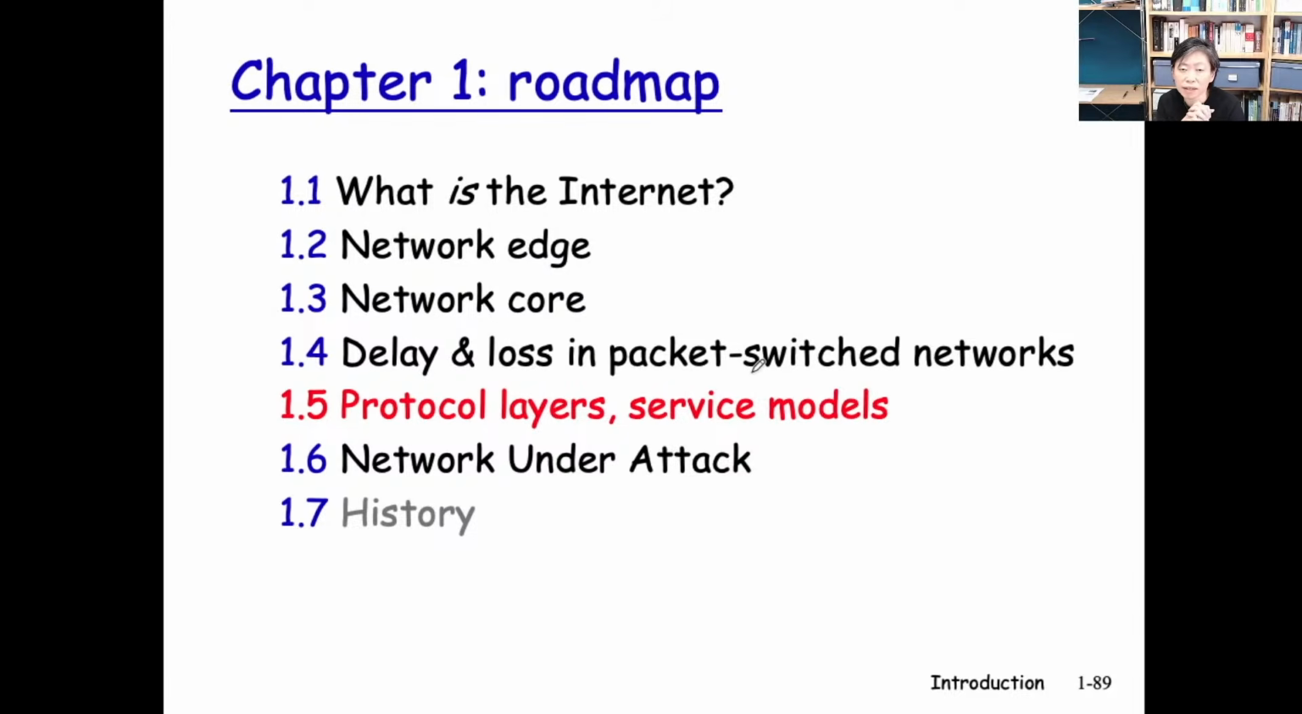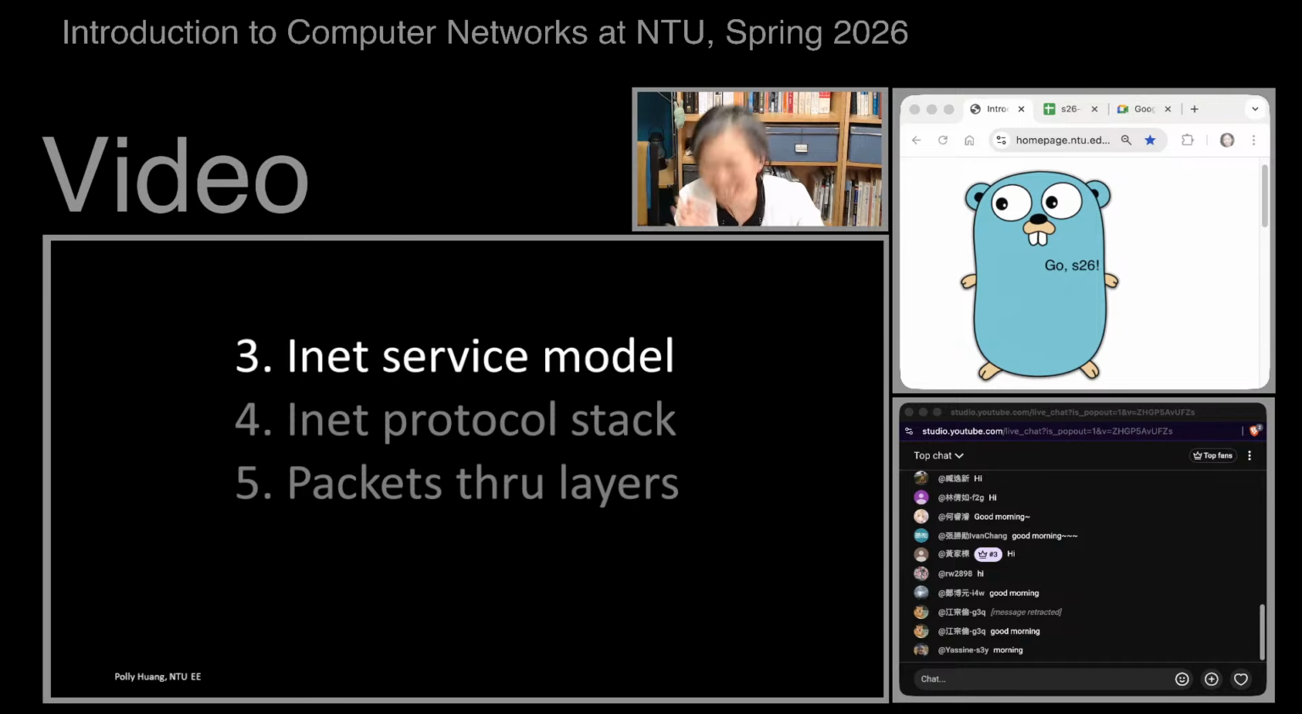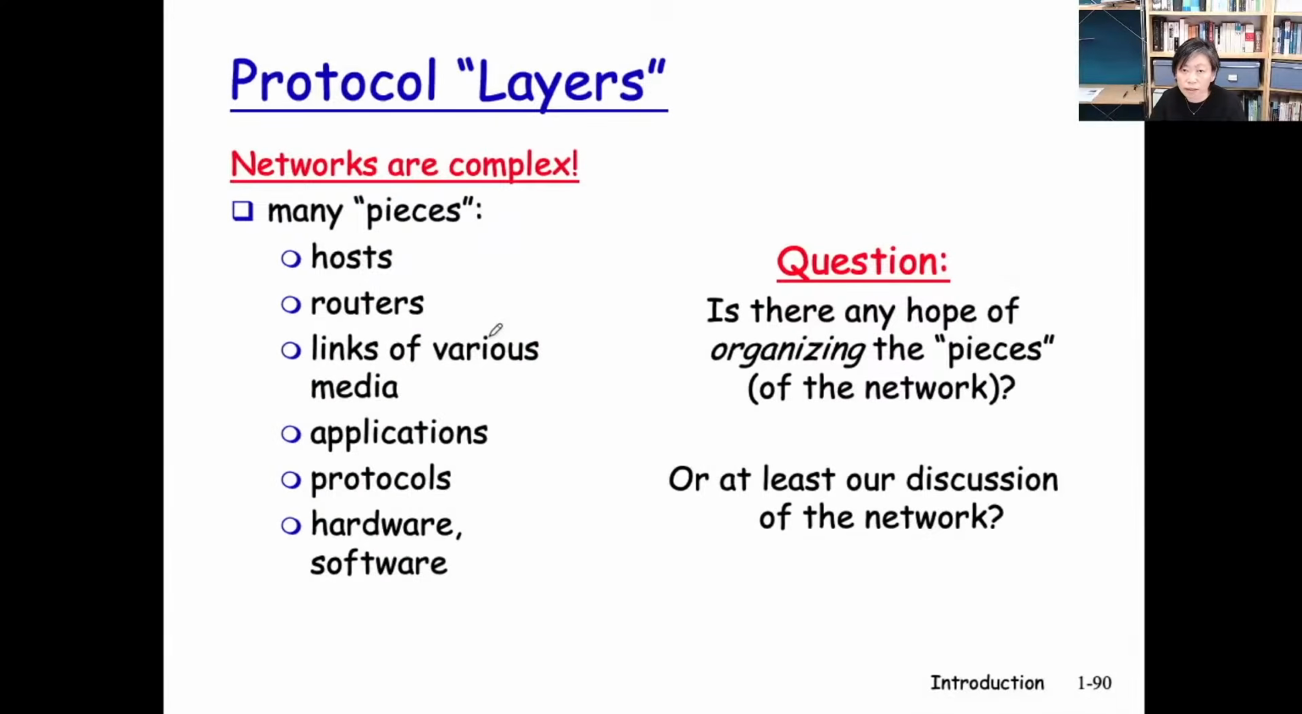1.5, protocol layers and service model. Sorry, misclick on the stream deck. Oh, let's recall all the terms we've referred to since the beginning. Right, we've seen hosts and end systems. They're essentially the machines composing the edge of the internet. And then the core of the internet, the other one at the center of the internet, being a mesh of interconnected routers.